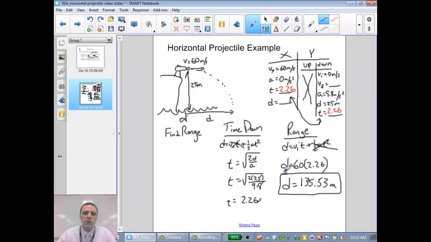So the key thing when you're finding the range is that time value. And if you can do that, you can keep the x and the y motion separate, you're going to have success doing projectiles.